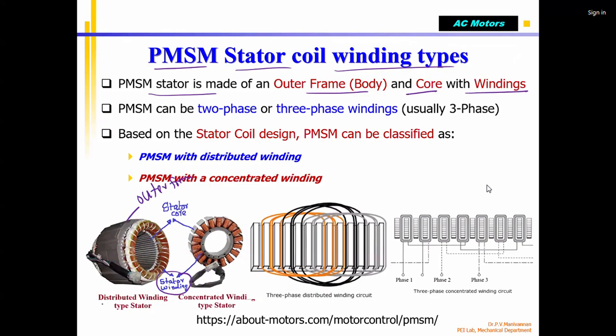So there are two types of stator winding. One is called the distributed winding type stator. The other one is called the concentrated winding type stator. You can see how it looks. Again, in the case of the concentrated winding, you see this is my stator core.